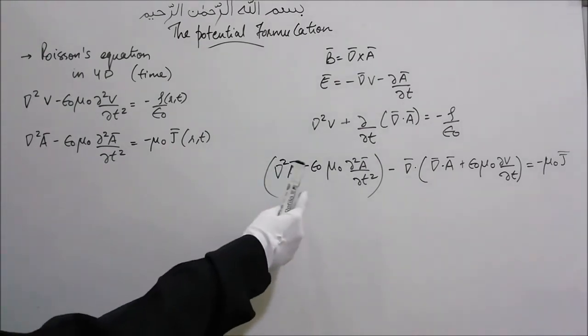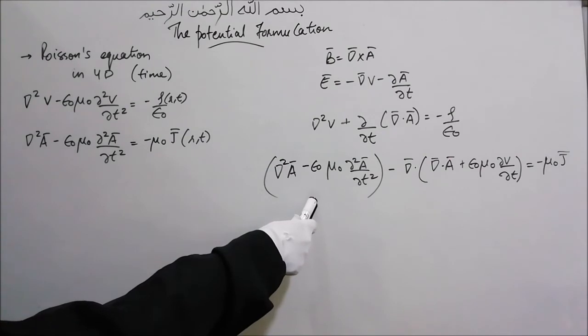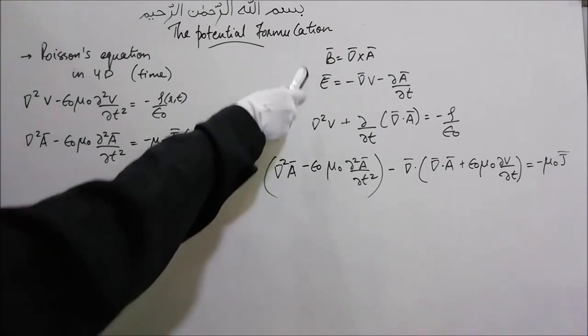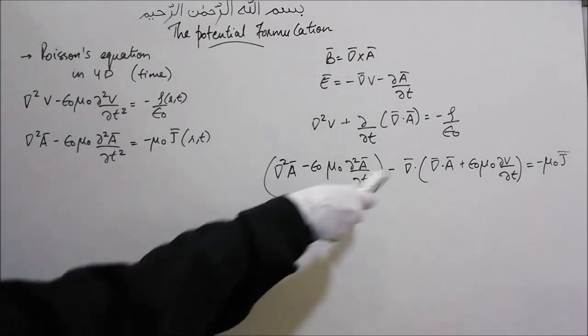See, this is similar to this one. This is the equation we got when we put the values of E and B in the fourth Maxwell's equation, right?